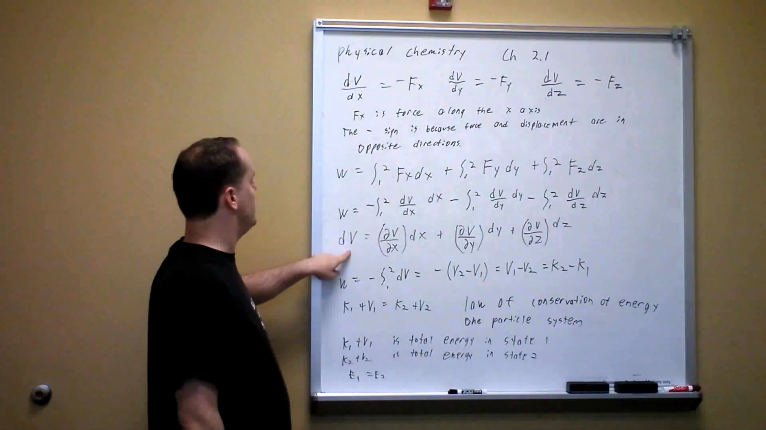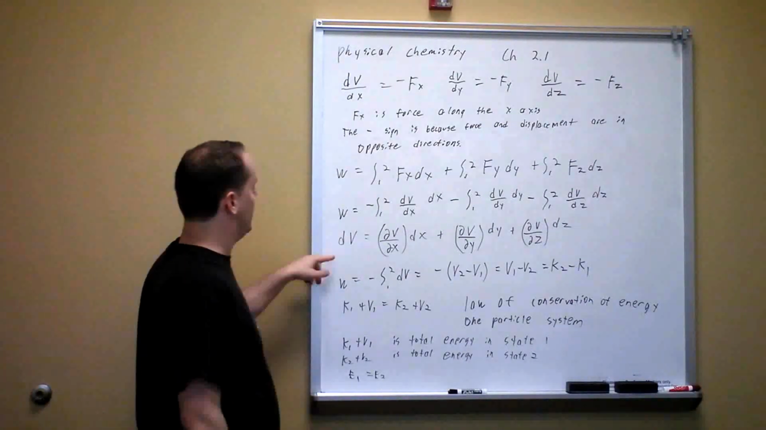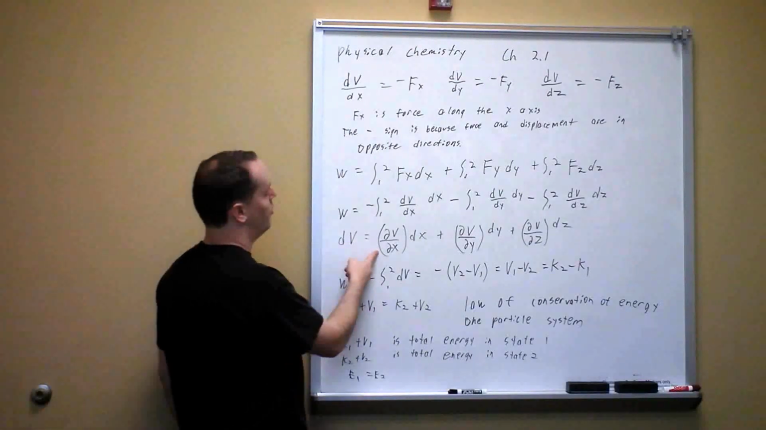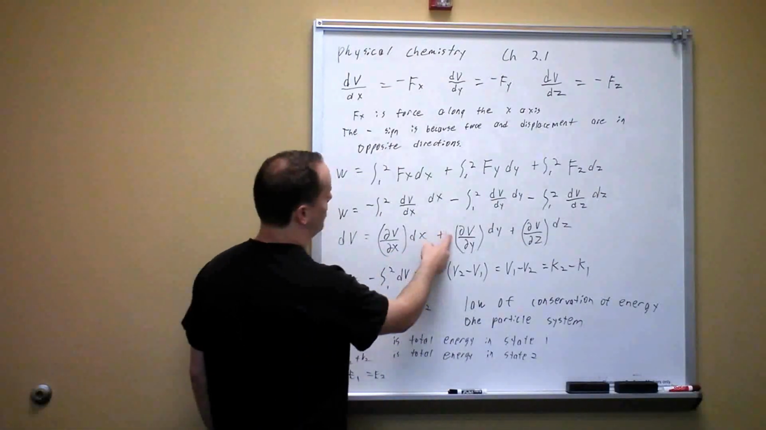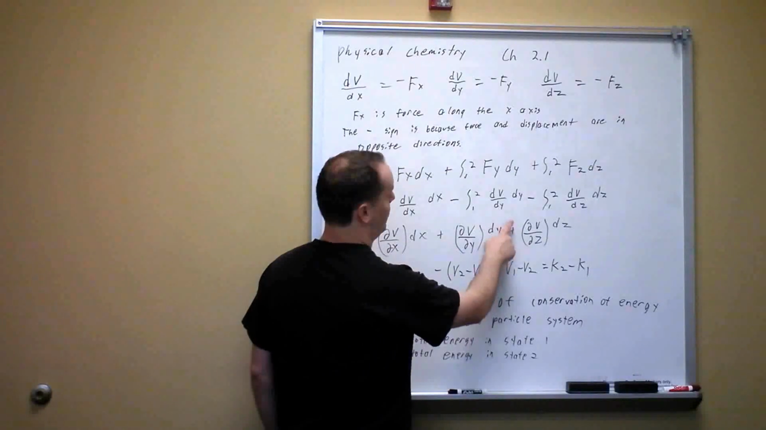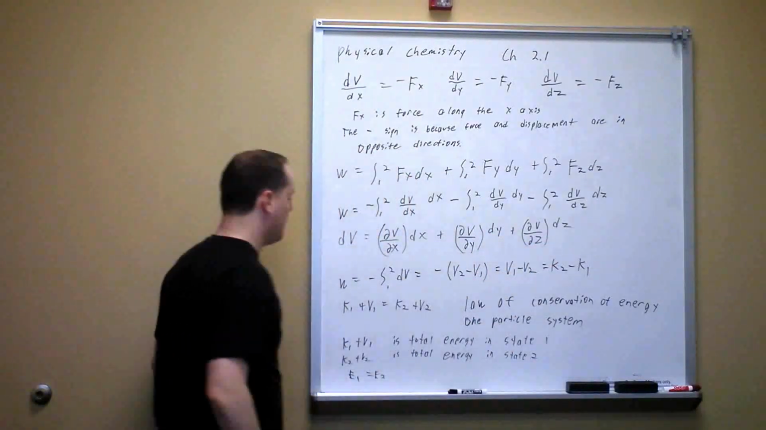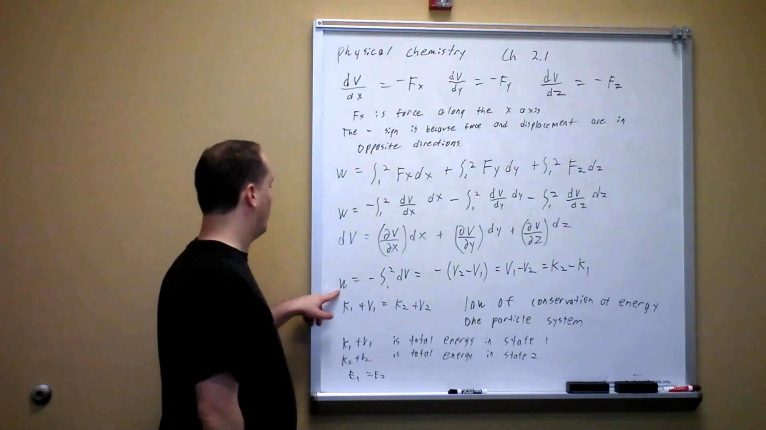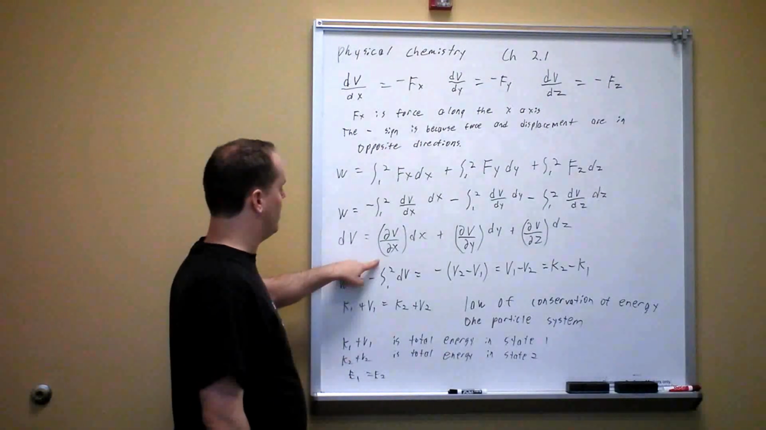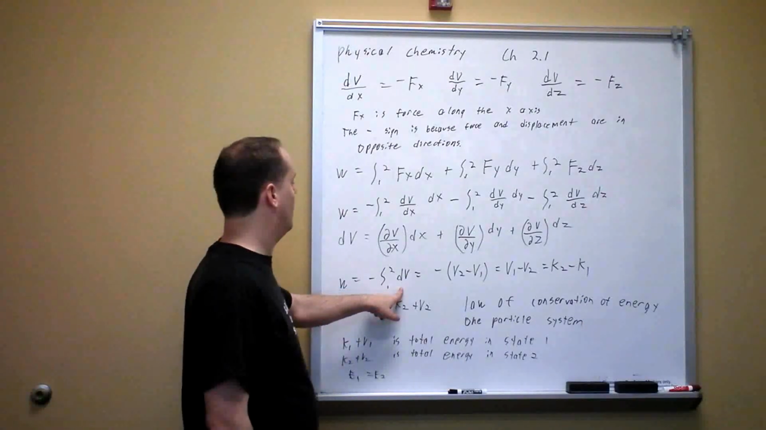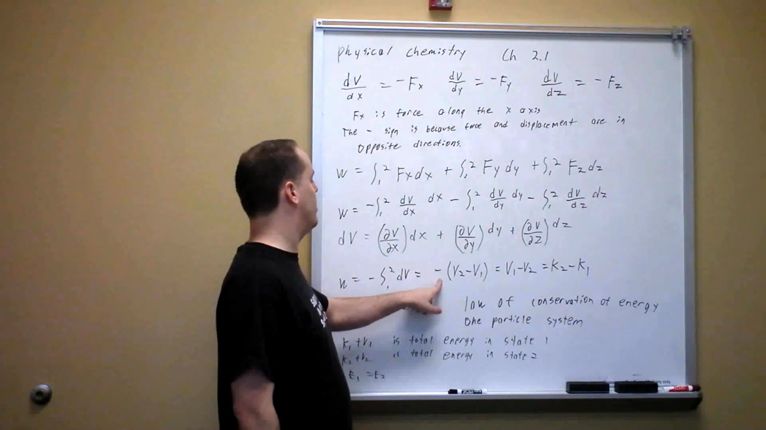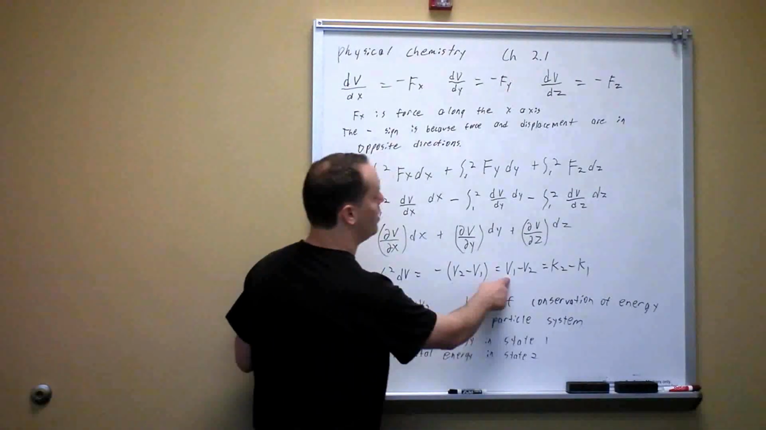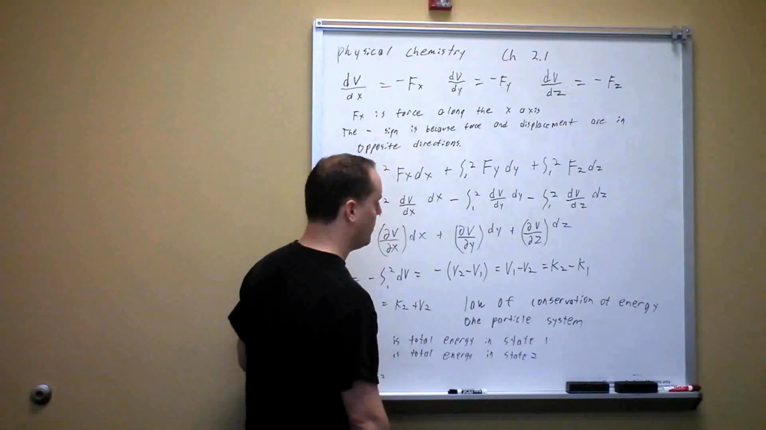Now what we remember, dV, the total differential of V, is just the derivative of V with respect to x dx, plus the derivative with respect to y dy, plus the derivative of V with respect to z dz. So using that, we can find work is the minus integral from 1 to 2 of just dV. Solving that, we just get minus V2 minus V1. Distributing the minus sign, we get V1 minus V2.